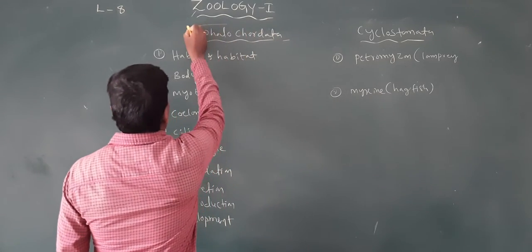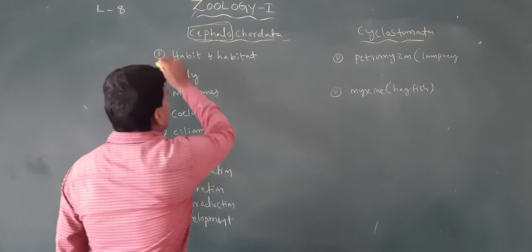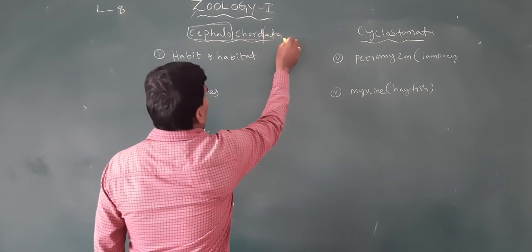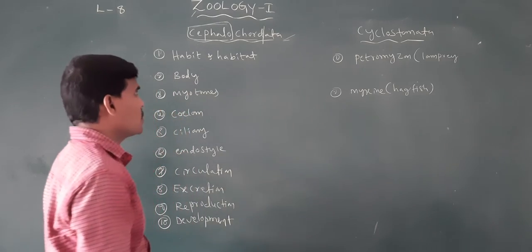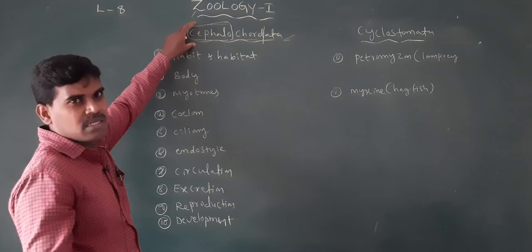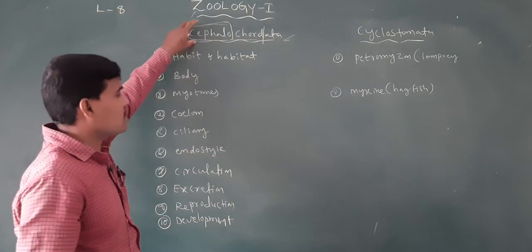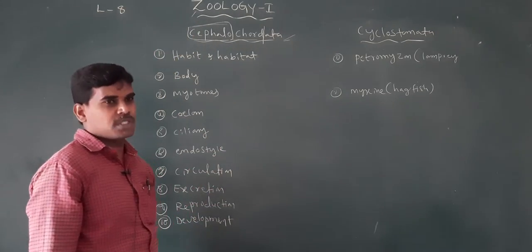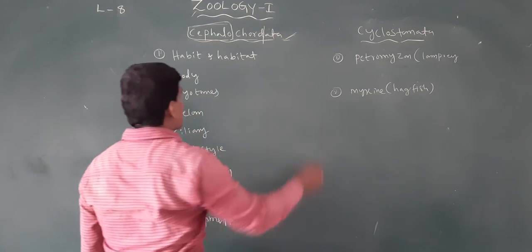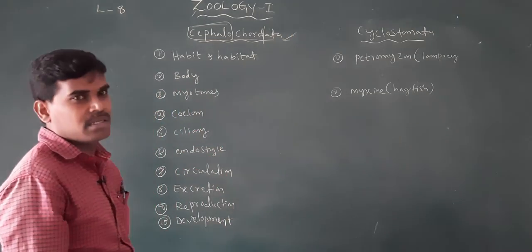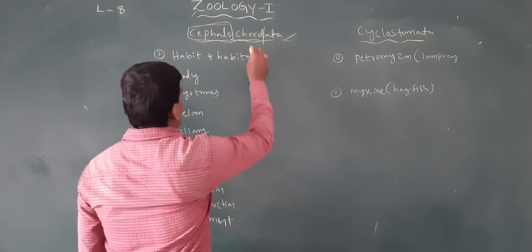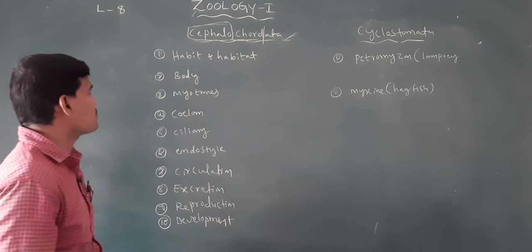Cephalo means head, chorda means notochord, and -ata means bearing. The notochord is present in the head region, extending from the posterior to the anterior side. This is called Cephalochordata. These are the cephalochordate animals.